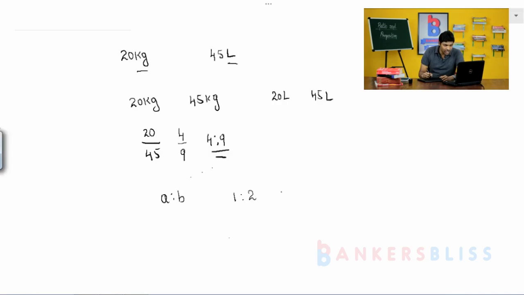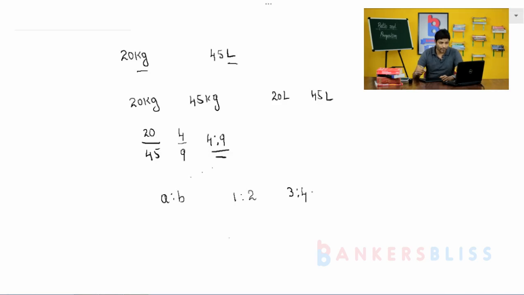One more comparison we can do, 3:4. 3:4 means the first one is thrice and the second one is 4 times. The first one is thrice, the second one is 4 times. This ratio can be defined in a different manner also.